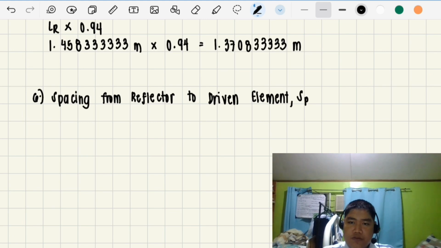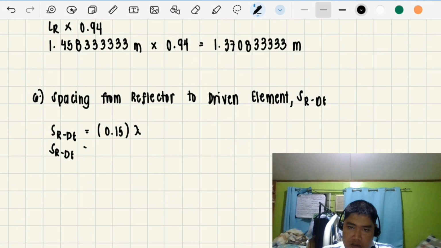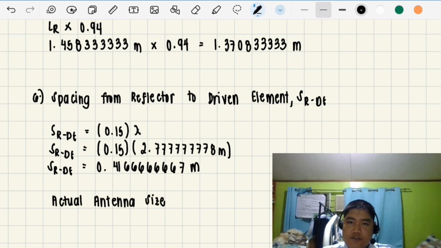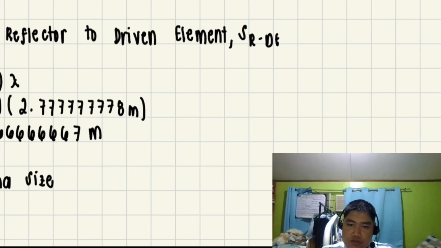And now for the spacing from reflector to driven element, we will be using the formula SR minus DE equals 0.15 times lambda. Substituting the value will get us 0.15 times 2.7777777778 m, which equals 0.416666667 m. And to get the theoretical value, we'll be using the formula of negative 6% is equal to the original value times 0.94, which then equals 0.3916666667 m.